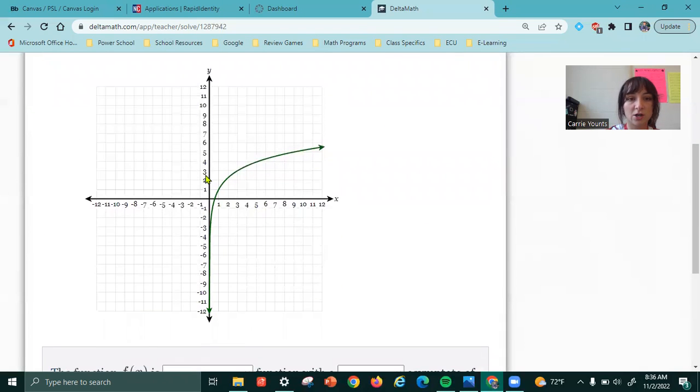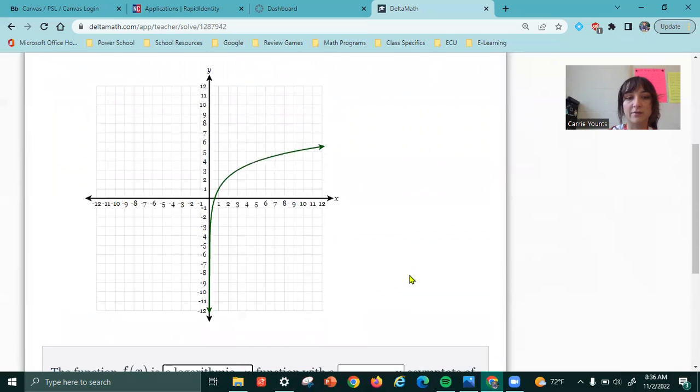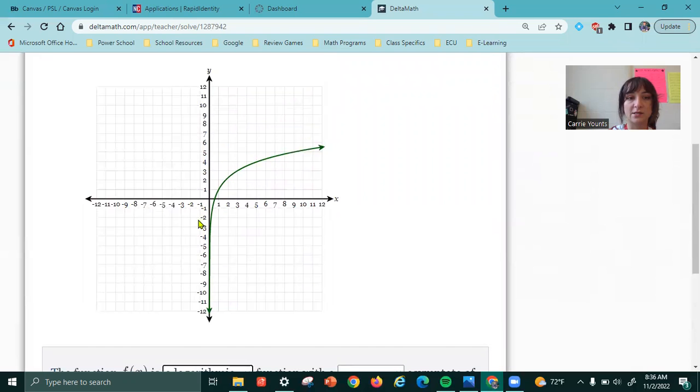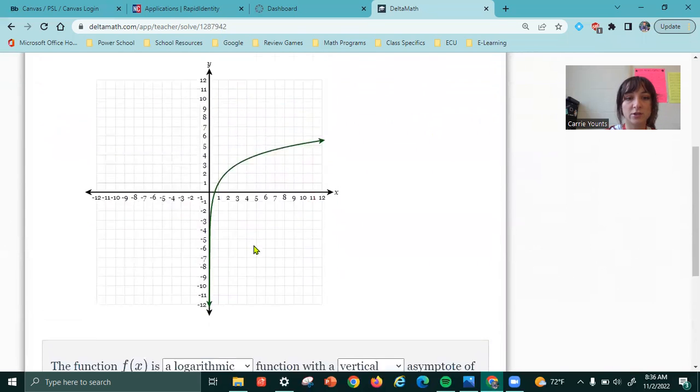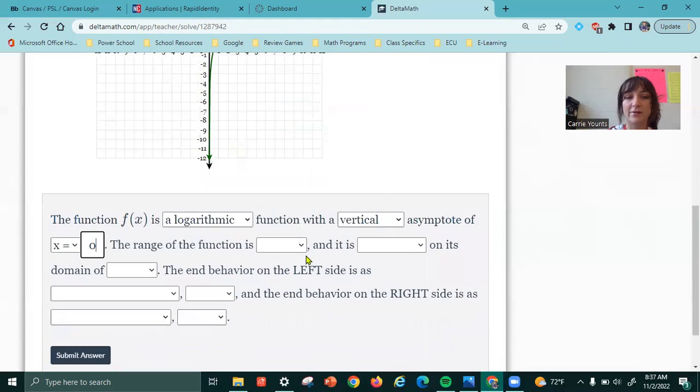So this log, first of all, I know it's a logarithmic because it says log base 3 of x. And it is going to have a vertical asymptote. So you can see it doesn't actually go past 0 on this graph. This is an x value 0 because it's going through a tick mark on the x-axis. So vertical asymptote of x equals 0. The range of the function, it does exist in -infinity, and it actually exists in positive infinity as well, because this is going increasing forever.